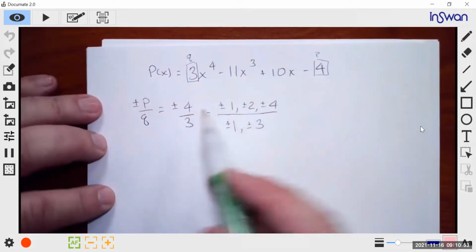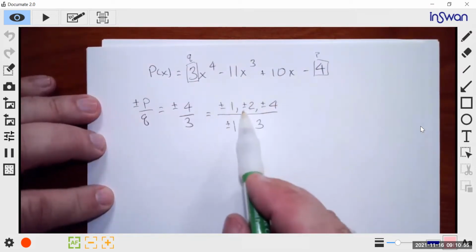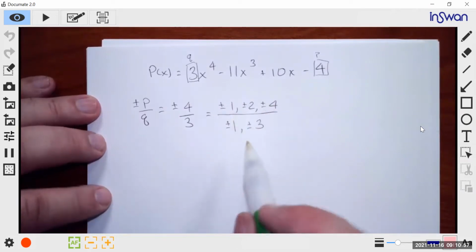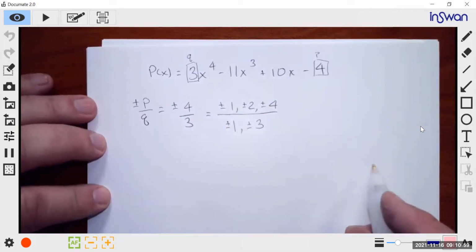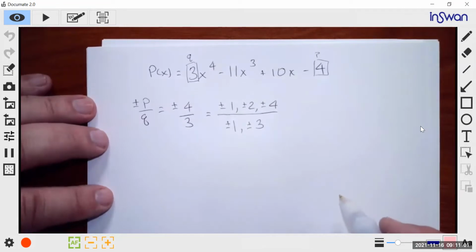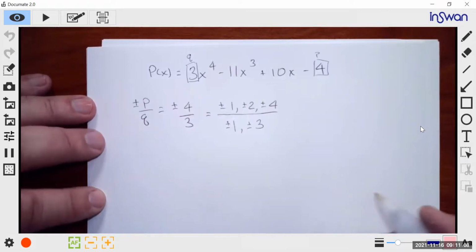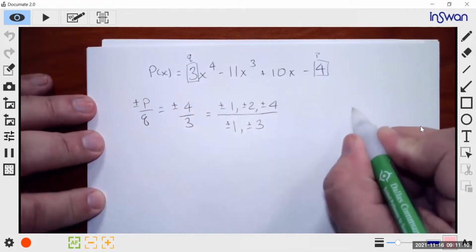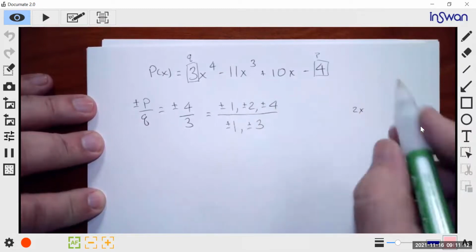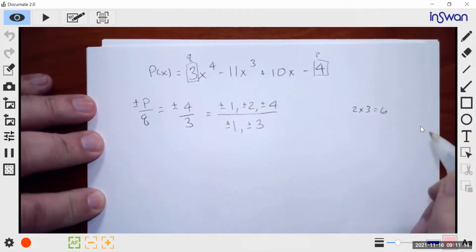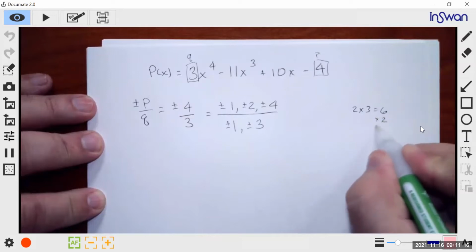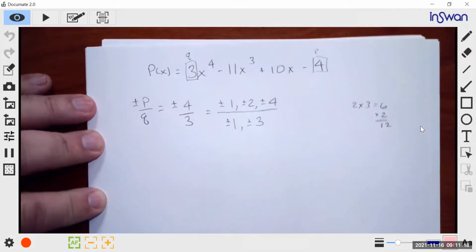So the factors of 4 are 1 and 4 or 2 and 2. So 1, 2, and 4. The factors of 3 is just 1 and 3. How many possible answers do we have? We have 2 numbers on the bottom, 3 numbers on top. That's 6 times the plus and minus. We have 12 possibilities.